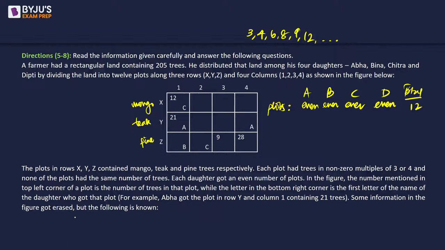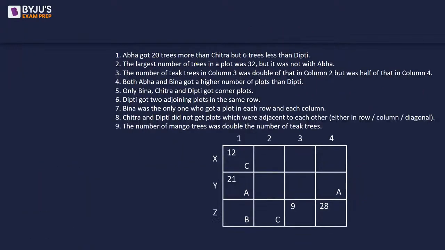Some information in the figure got erased, but the following is known. Abha got 20 trees more than Chitra, but 6 trees less than Dipti. The largest number of trees in a plot was 32, but it was not with Abha. So we need to completely fill this with who received which plot and where, and how many trees each plot of mango, pine, and teak has.